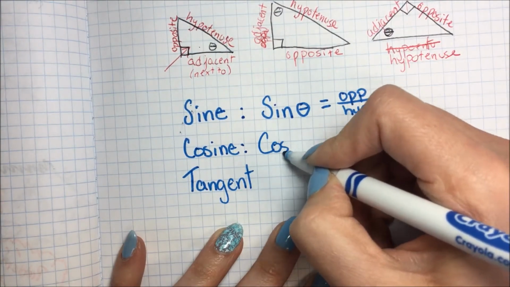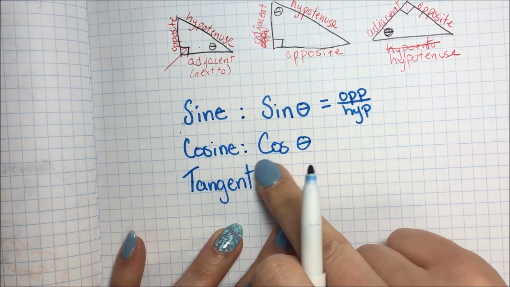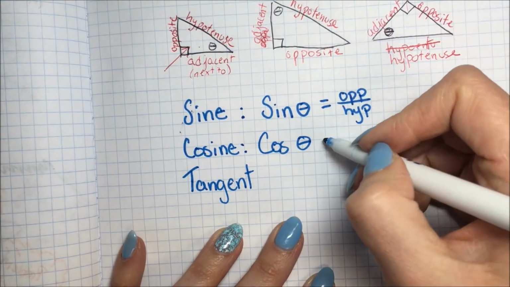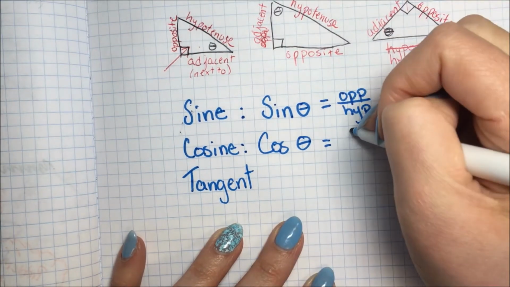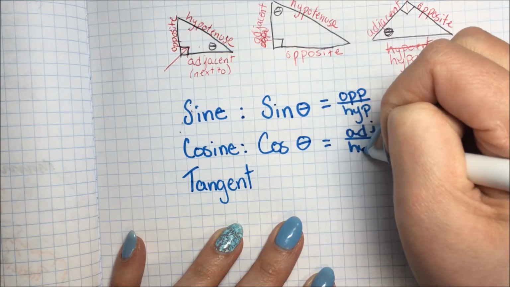Cosine, I abbreviate as cos, but I still say cosine. If I take an angle and I take its cosine, that is determined by the ratio of the adjacent side divided by the hypotenuse.